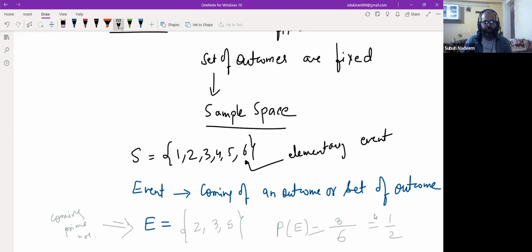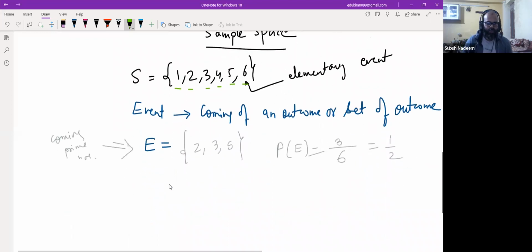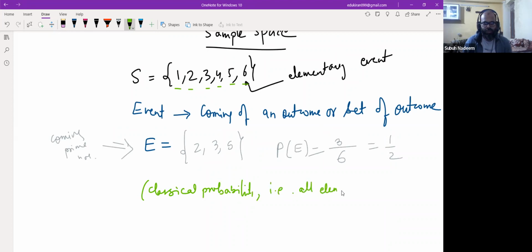This is classical probability. That means we are assuming that all the events have equal chances to occur. They are all equally likely events. So this we have to understand here. We are talking about classical probability, that is, all elementary events are equally likely.